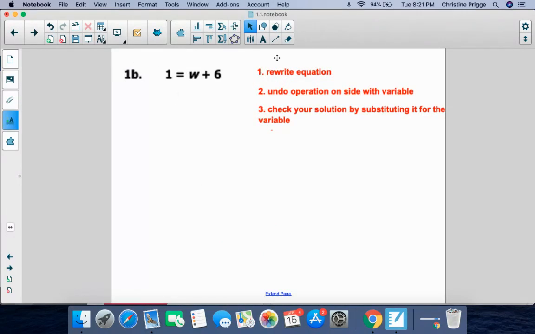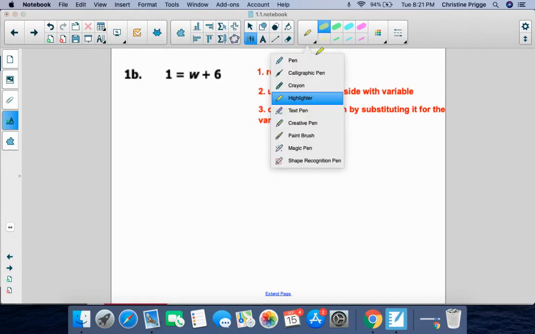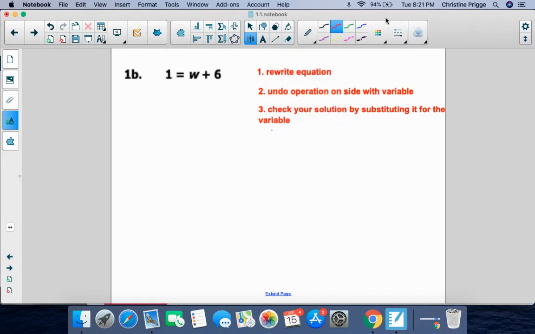Example 1B. I'm going to actually use a pencil on this one so you can see me do it by hand. This is probably how yours is going to look. Mine will be really sloppy because I'm not really used to writing with a pencil online, but I'll do it here for you. First thing I need to do is rewrite my equation. So I have 1, and you notice in this particular equation, I have my variable on the right-hand side. It doesn't really matter which side it's on, I still want to isolate it. So my equation is 1 equals W, my variable, plus 6, my constant.